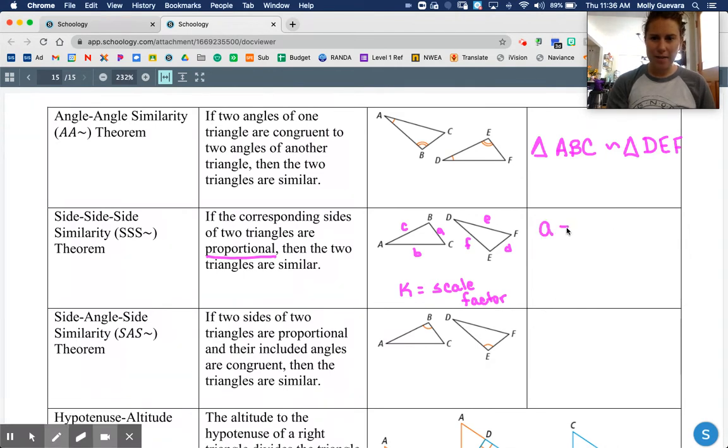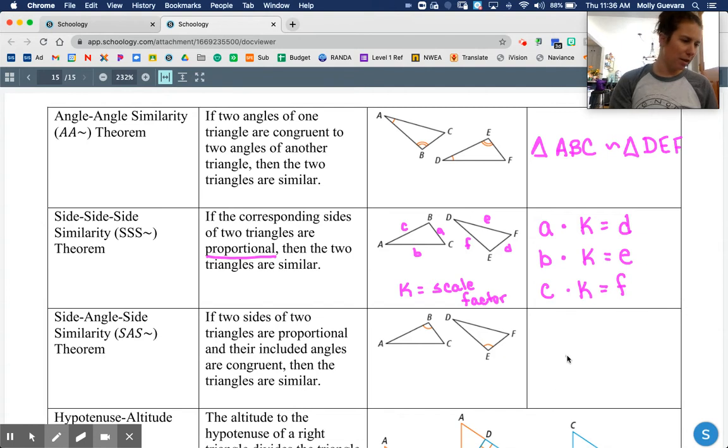Okay, so side A, right here. If I multiply that by my scale factor, I will get side D. There we go, that makes more sense. Side B, if I multiply that by my scale factor, I will get side E. And side C, if I multiply that by my scale factor, I will get side F. There we go, that makes a lot more sense.